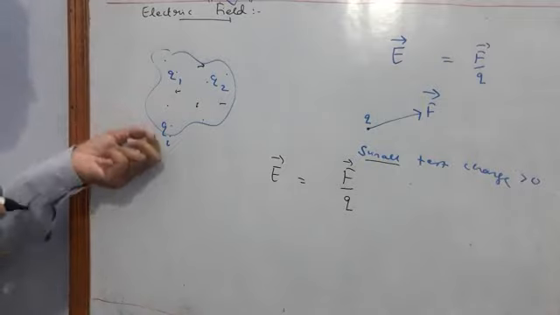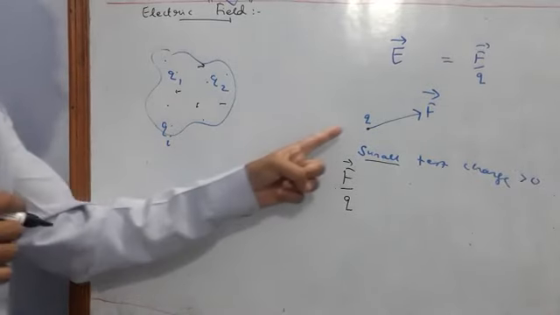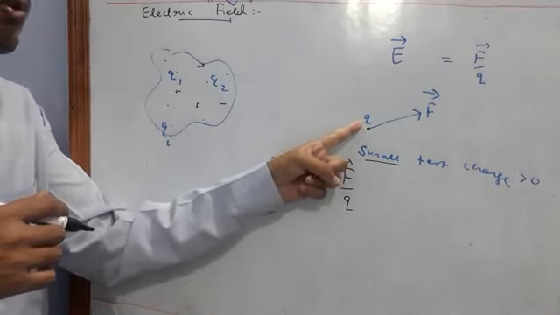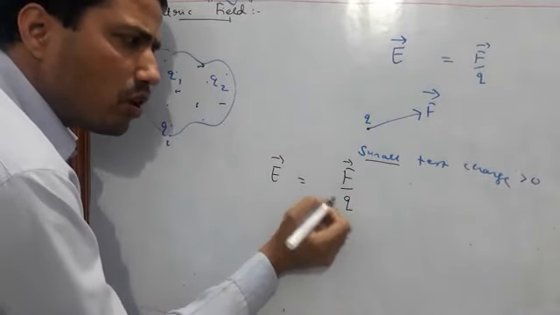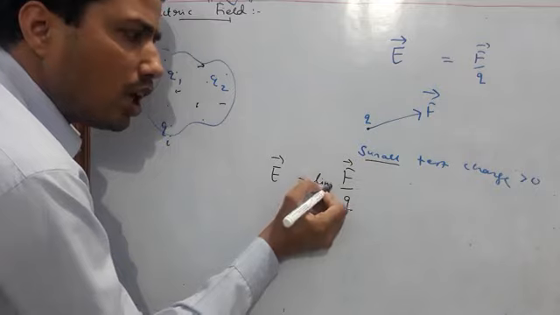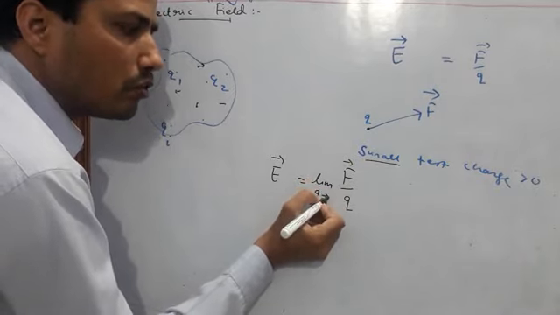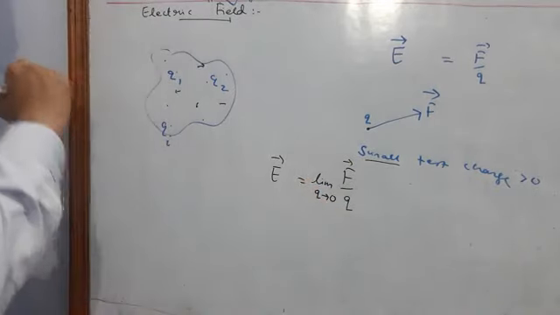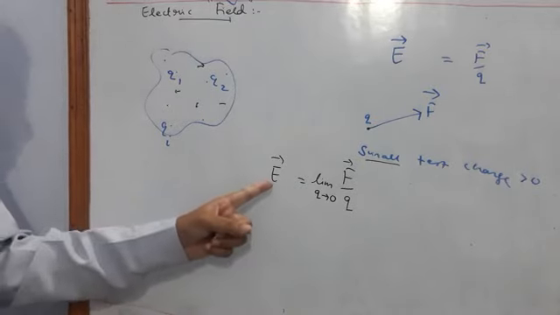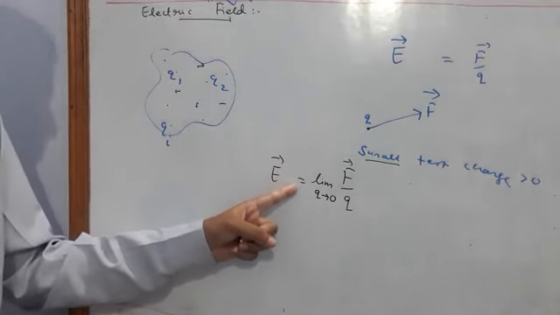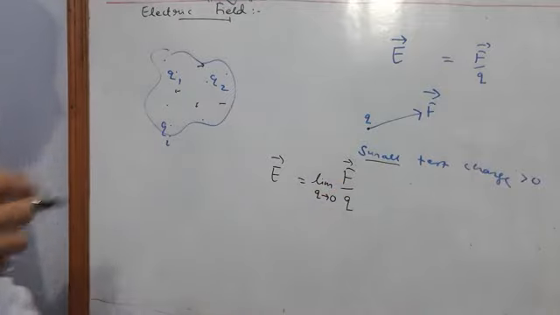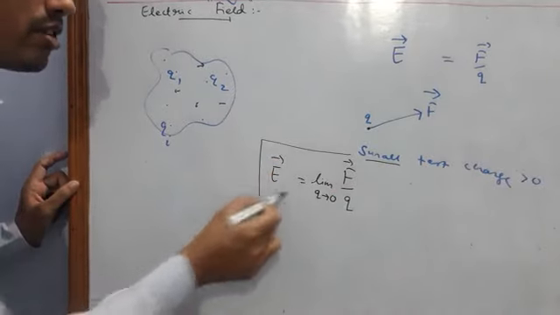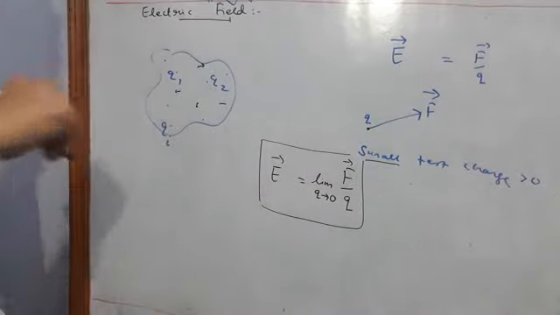Therefore, to minimize this disturbance, what can be done? This test charge which we are bringing must be very small. Therefore, I will make it as small as possible. How small? As small as possible. So we write it in the form limit q tends to 0. So how do we read this? Electric field E vector is equal to limit q tends to 0 of F upon q. This is the definition for electric field.